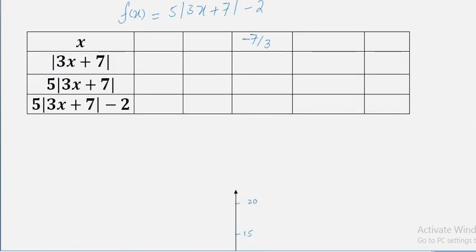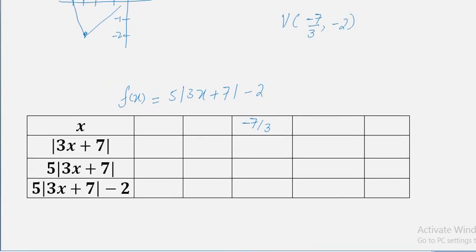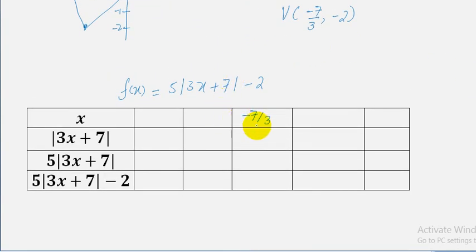As we know there are infinitely many points on the graph of a function, we cannot plot infinitely many points, so we need some points to find the graph of the function. For an accurate graph of an absolute value function, we need points around the vertex. Here the x coordinate of the vertex is minus 7 by 3. Now we choose some integral values around this.